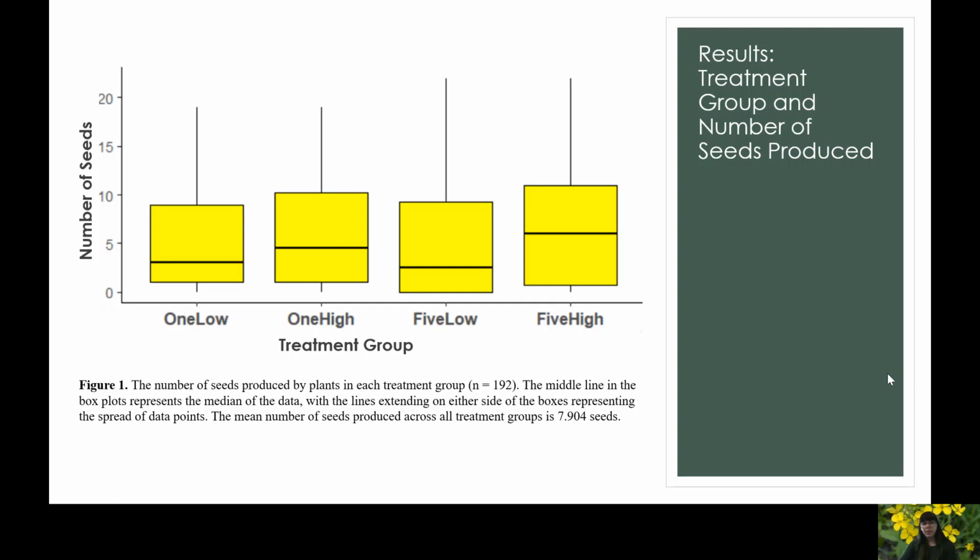Group 5 low indicates the use of 5 sires with a low pollen load, and finally Group 5 high had 5 sires with a high pollen load. Treatment group did not significantly affect the number of seeds produced, and the average number of seeds produced was 7.904 seeds.